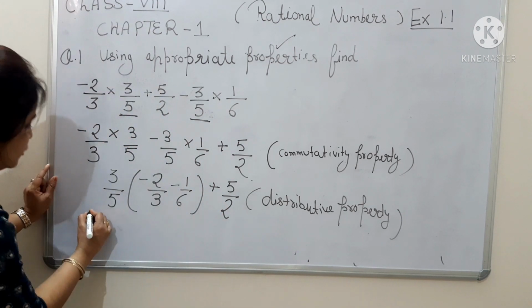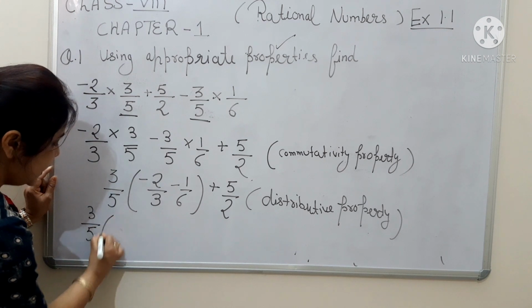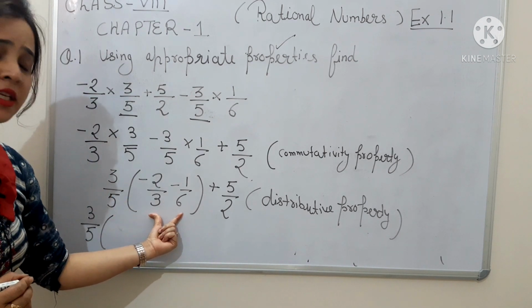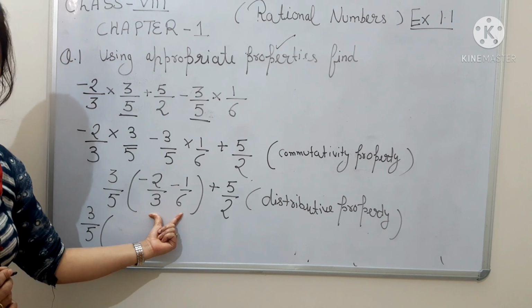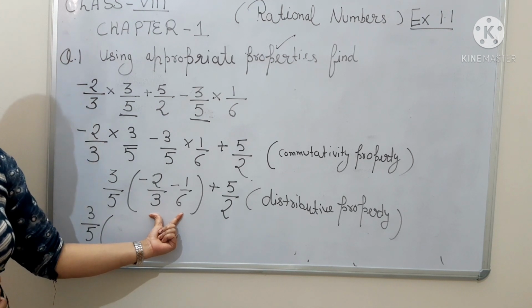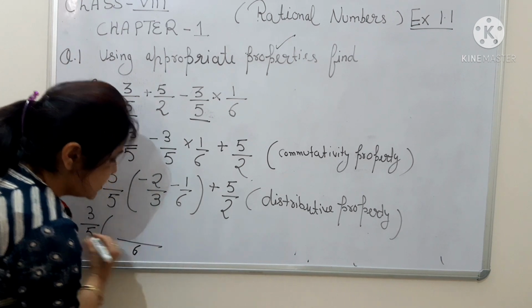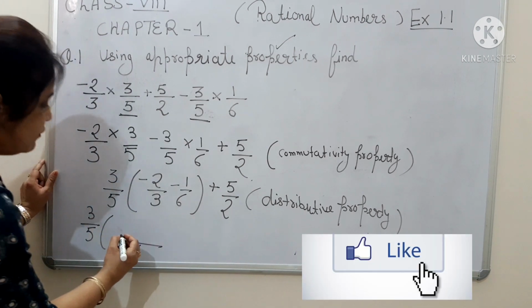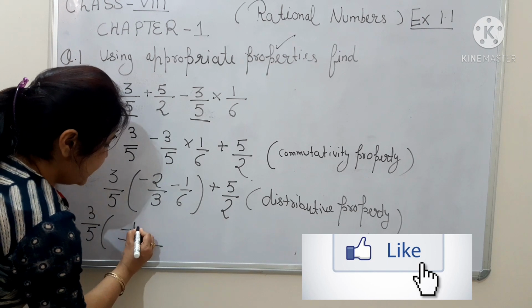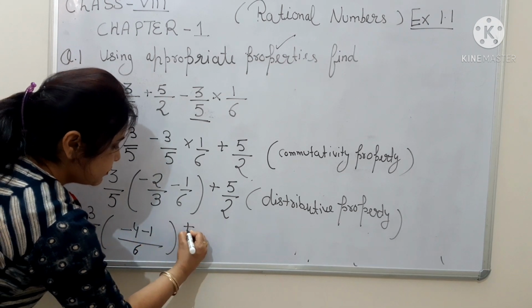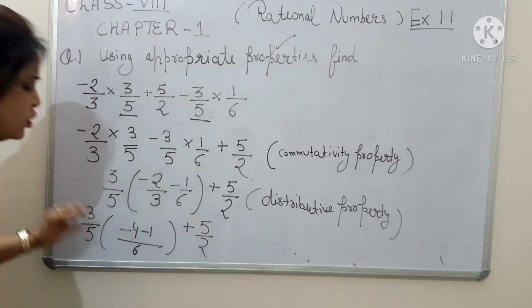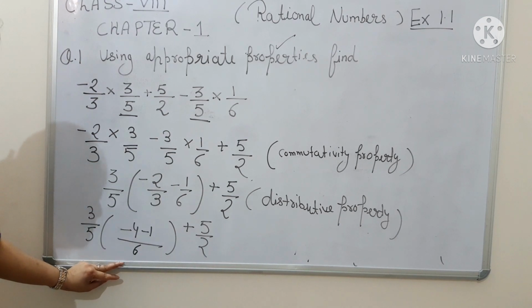Now 3 upon 5 will be here. If you want to solve this, you have to take the LCM now. Yes, definitely you have to take the LCM here. So what is the LCM here? The LCM is 6. Now if I solve this step, I will get... You already know how to solve it, so I am not going to explain it. You are very intelligent.